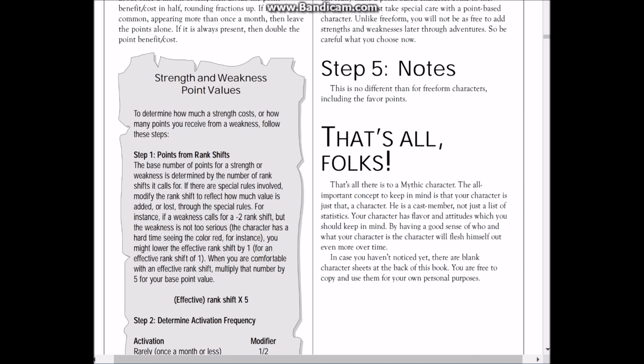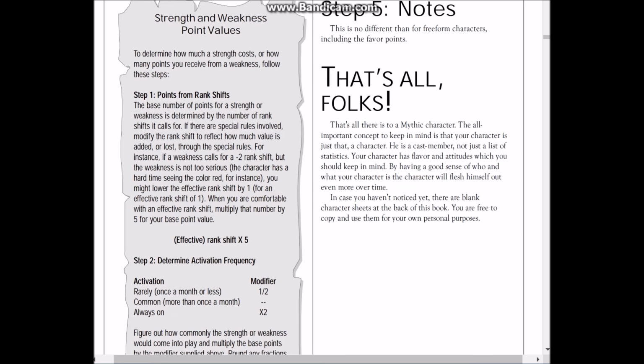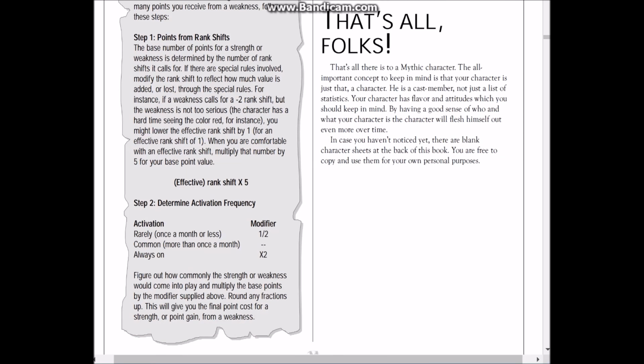The strengths and weaknesses point value system is similar to GURPS' system in essence. You state whether their strength or weakness increases by 1 or 2 rank shift, and then you decide how often this condition is triggered. The modifier is for helping you decide the cost for the strength or weakness.